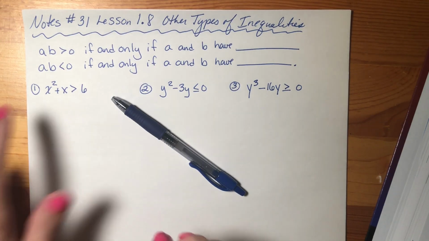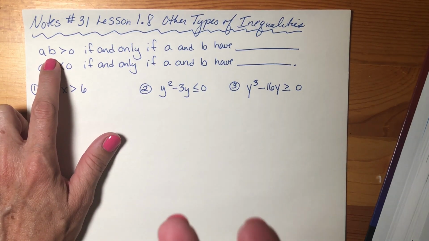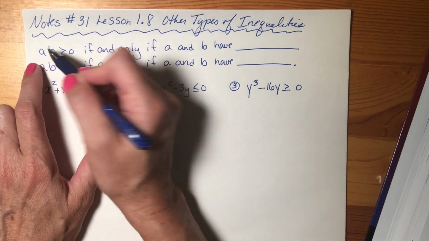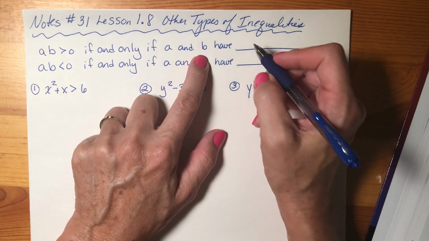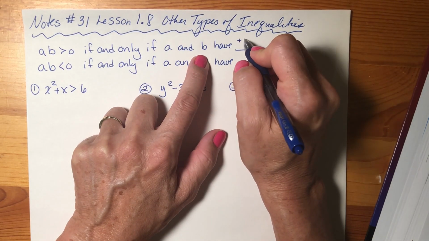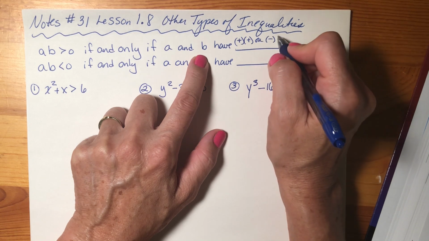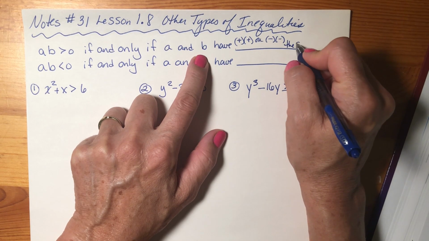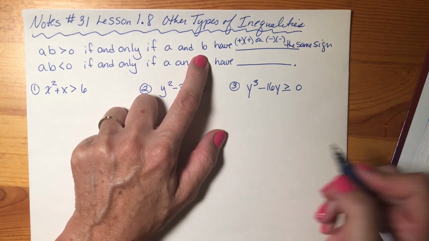Before we get started, I want you to think about a times b is greater than 0. If you know a times b is greater than 0, what has to be true? Well, you know that this would have to be positive, correct? So to get a positive, a and b have to be either a positive times a positive, or a negative times a negative, right? So we could say simply the same sign. They would have to have the same sign. Makes sense, we agree with that.